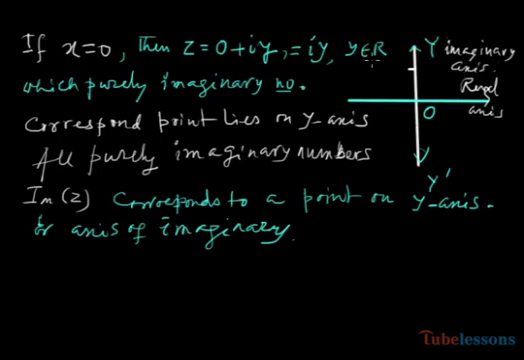And any point in this plane represents a complex number, and this plane is called the Argand plane, or Gaussian plane, or complex plane.